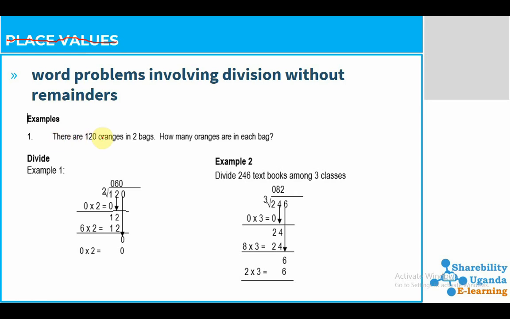There are 120 oranges in 2 bags. Okay, how many oranges are in each bag? Okay, you can see there are 120 oranges in 2 bags. How many oranges are in each bag? So that means here they want you to divide the 120 by the two bags to get oranges for each.